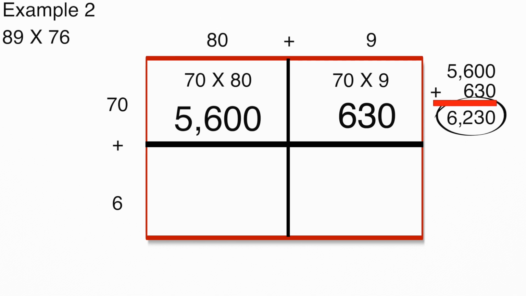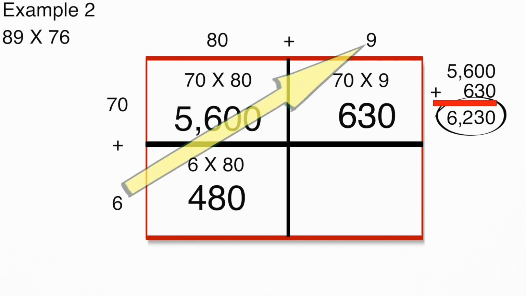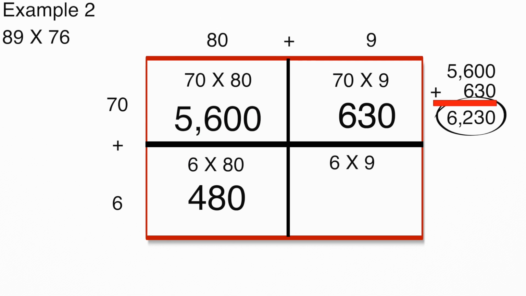Now I move on down to the bottom. Here I have 6 times 80, so I write that inside my box. And then I find the product. 6 times 8 is 48, and I add my 10. Now I move on to the right. Here I have 6 times 9, so I write that inside my box. 6 times 9, and the product is 54. Now I find the sum of these 2 products, 480 plus 54.